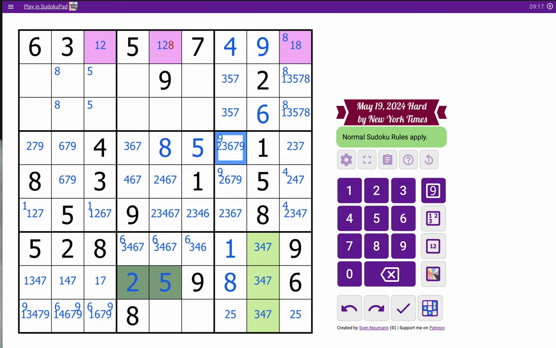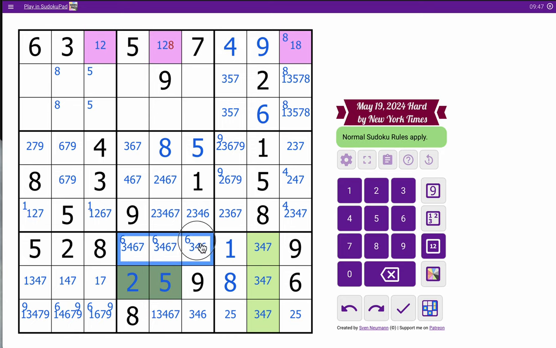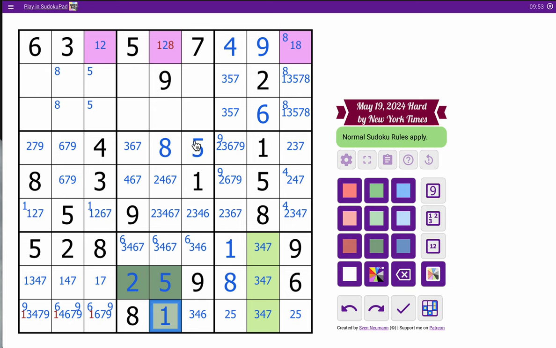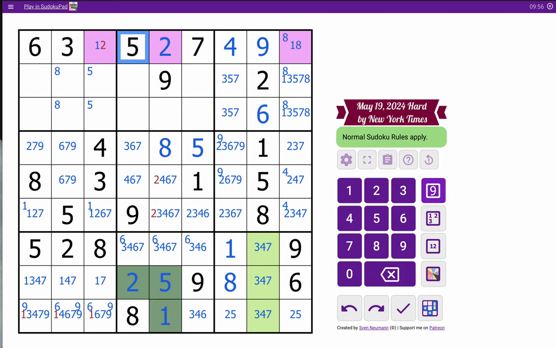This one could still have a 9. See, when this is 1, 3, 4, 6, 7. Okay, those can't be 1. These can't be 1. 1 is hidden in the same box. It's 8, so 2, 1, 8.